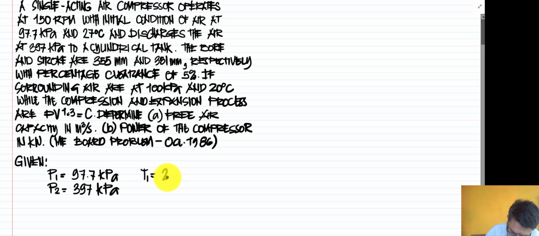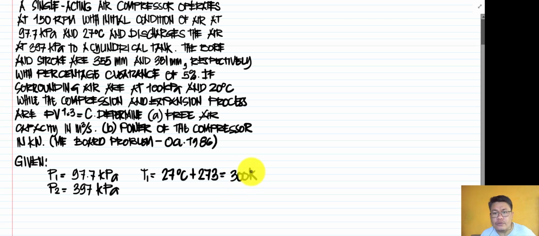Then for our T1, that is 27 degrees Celsius. So I'm going to add 273 to make it Kelvin. So that is equal to 300 Kelvin. Take note, all calculations must be in absolute values. Okay.